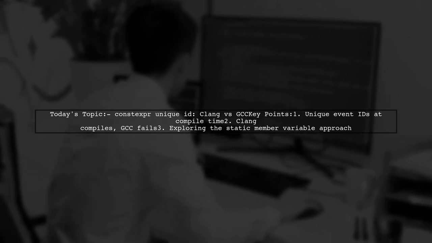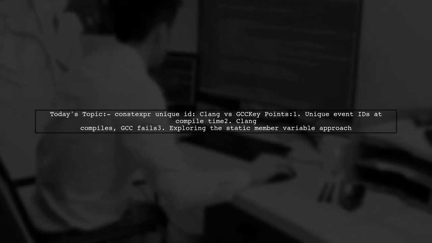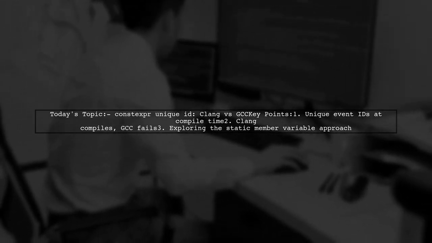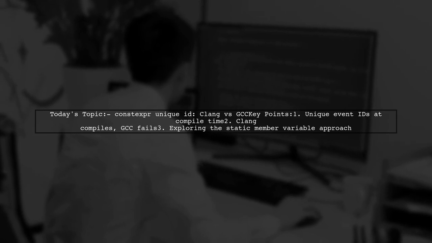Good morning, folks. Today we're tackling an intriguing question from a developer who's refactoring an event queue. They're trying to create unique event IDs at compile time. The catch? Their solution works perfectly with Clang, but runs into a compile error with GCC. Let's dive into the details of this challenge and explore why this discrepancy occurs.